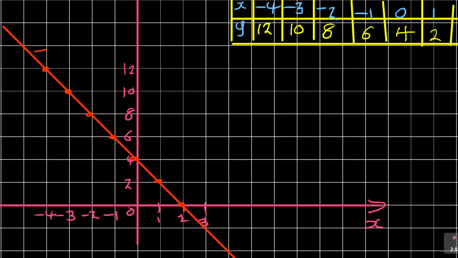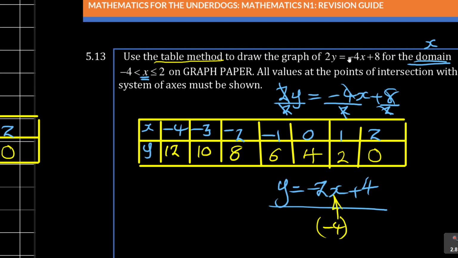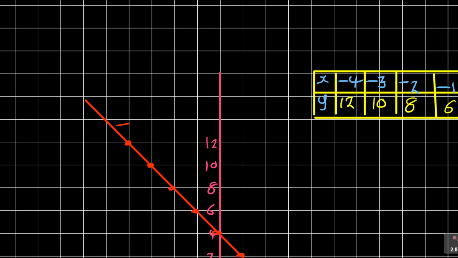This is the graph. Go back to the list. What is it? 2y is equal to minus 4x plus 8. Go and label it. Don't leave it like that. So you're going to say this is my 2y is equal to 4x plus 8. I don't know if I didn't make a mistake.